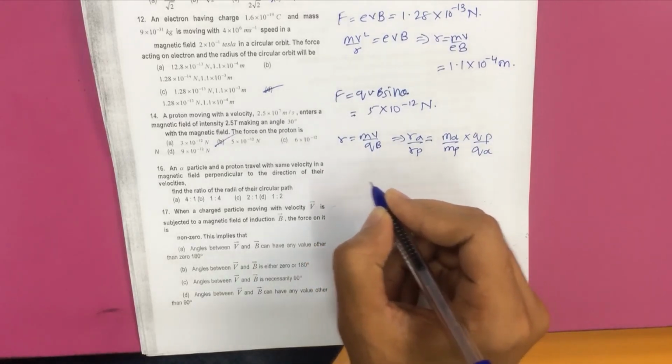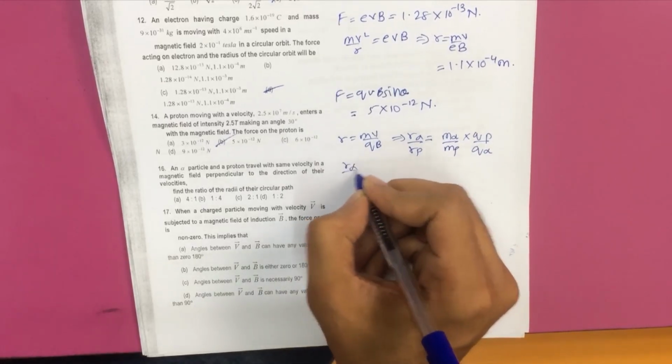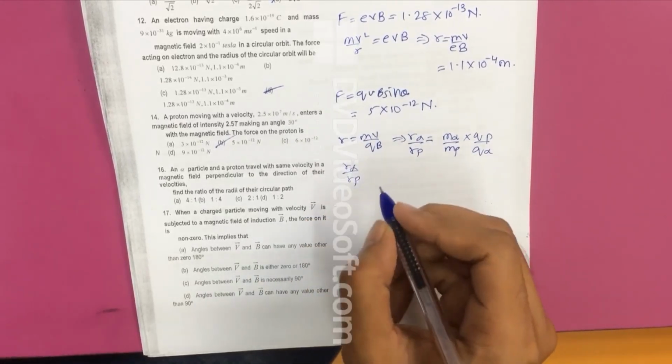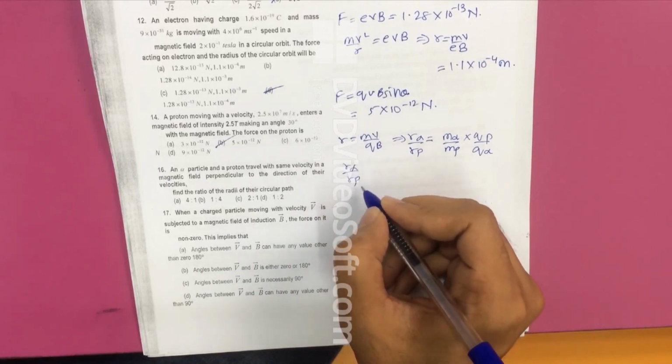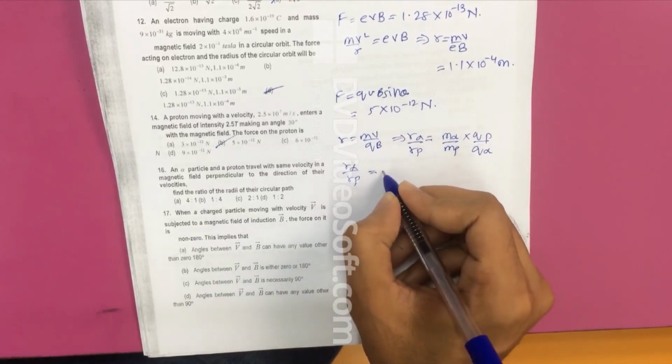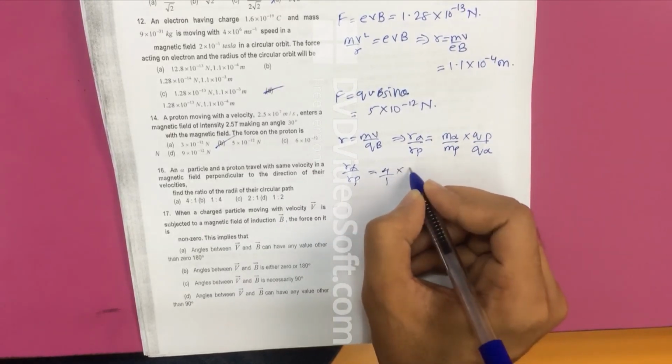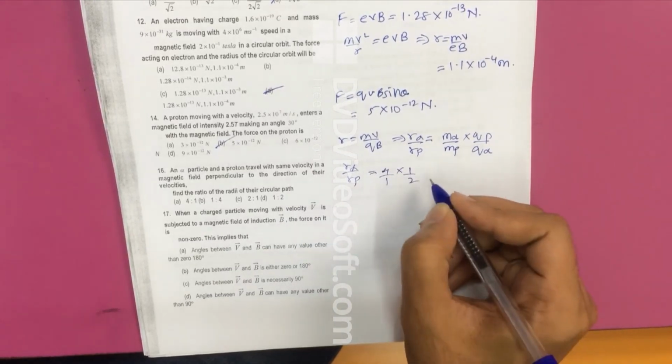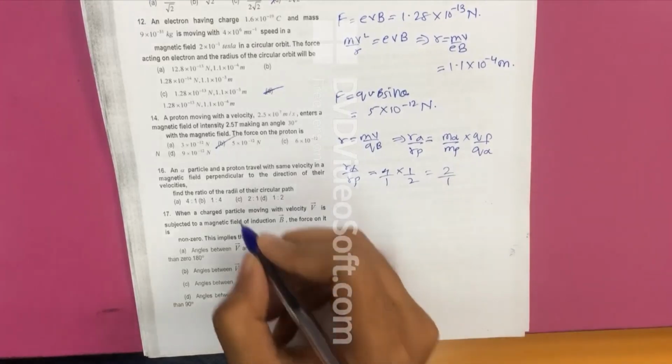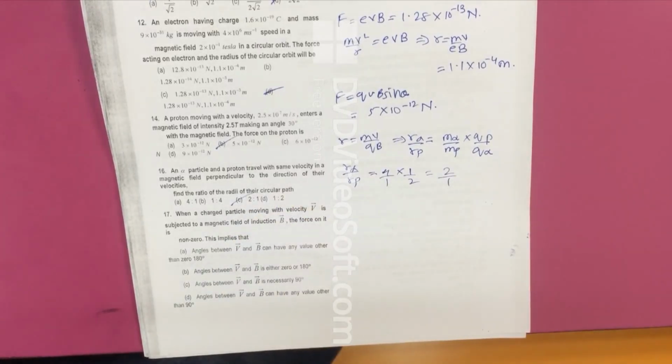So your R alpha by Rp, that is radius of alpha to the radius of the proton, would be mass in the ratio 4 by 1 and charge in the ratio 1 by 2. So it will be 2:1. That is option C.